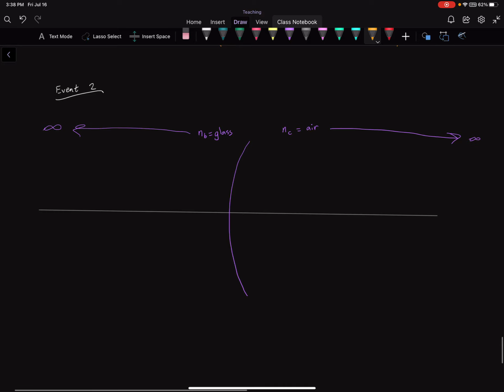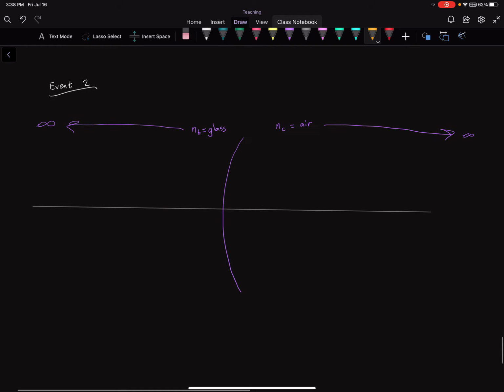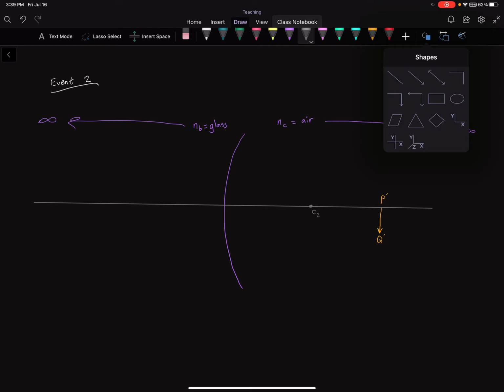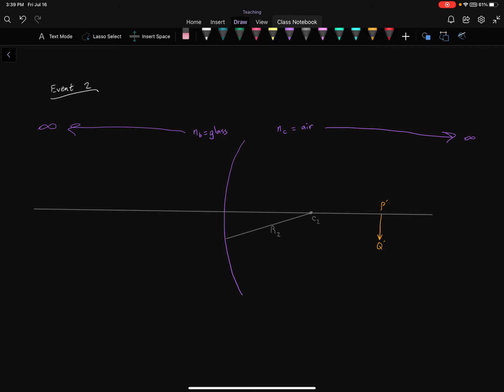So we have our object, which is this arrow that we left off with. Something like this guy, Q prime and P prime. And we have a center of curvature, which is somewhere here maybe, C2. And that gives us a radius of curvature that's something like that, which looks a little closer to reality than my other ones. And then we have this other color for event 2.